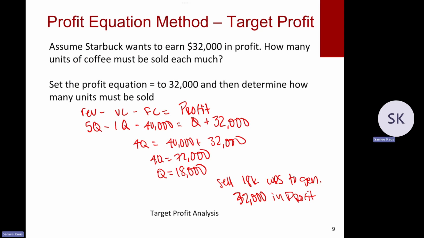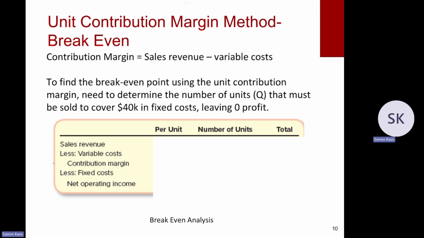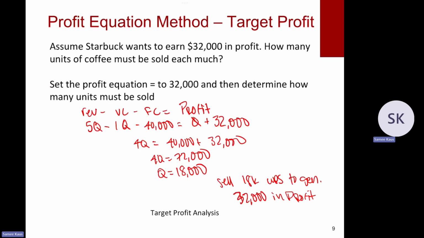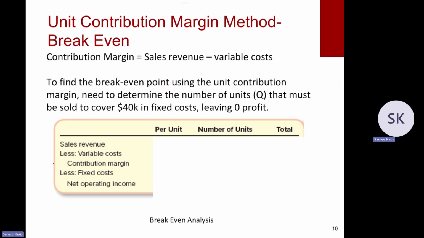The next thing that we can do is look at a unit contribution margin method. What we did so far was just using the profit equation method, and we did that for both break-even and target profit. Now we're going to move to the next method, which is the unit contribution margin method, and we're going to look at both break-even and my target profit.